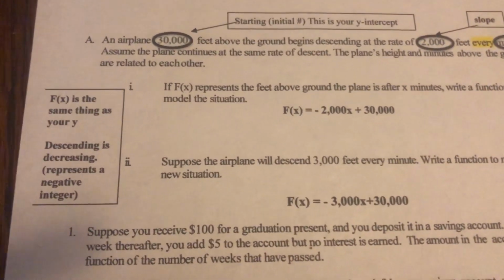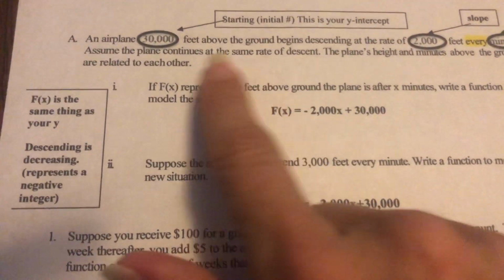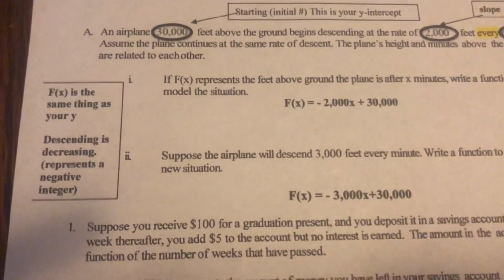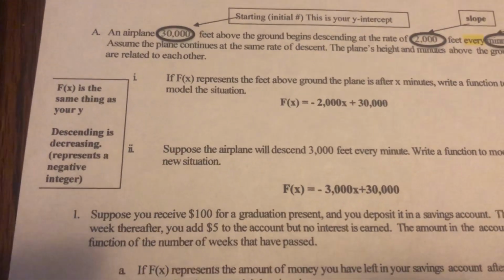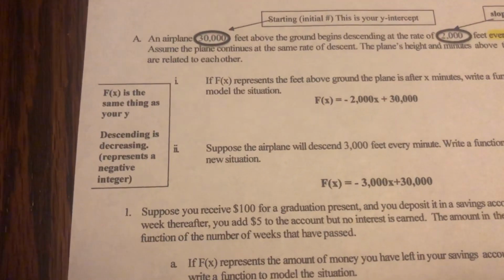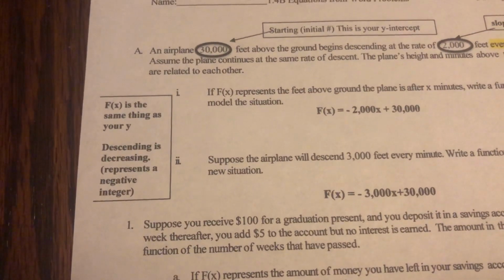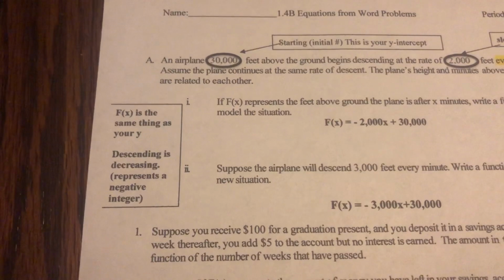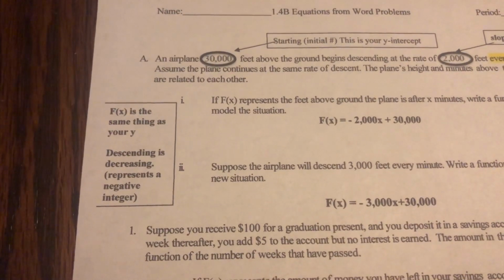Writing equations for word problems. So this particular problem says an airplane 30,000 feet above the ground begins descending at the rate of 2,000 feet every minute. Assume the plane continues at the same rate of descent. The plane's height and minutes above the ground are related to each other.